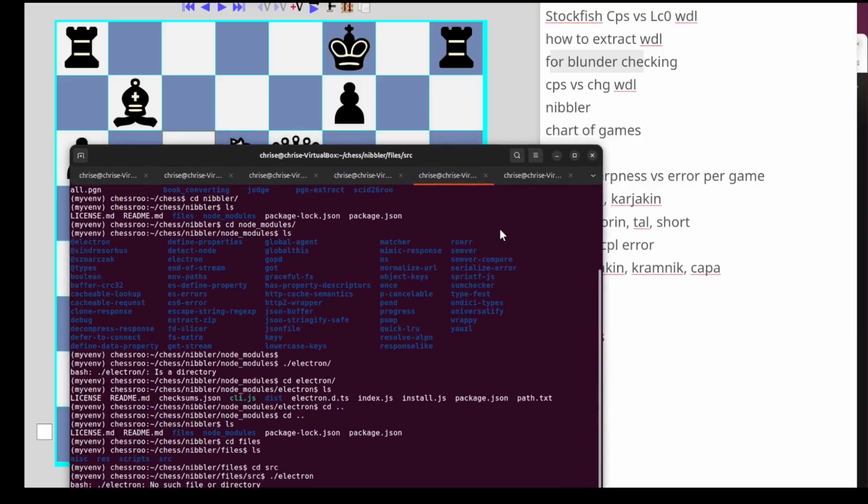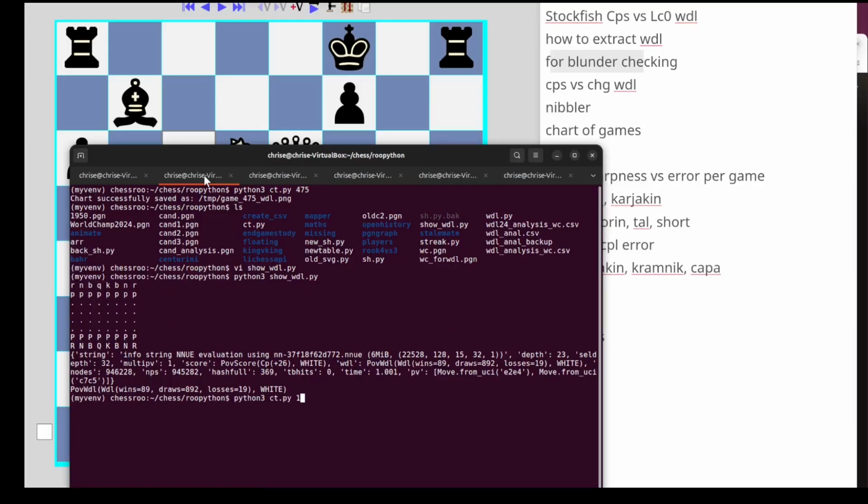So what you can do is get the WDL, store the information somewhere, and then you can start charting games. So let's have a look at a couple of games. Okay, here's the first game in my database.